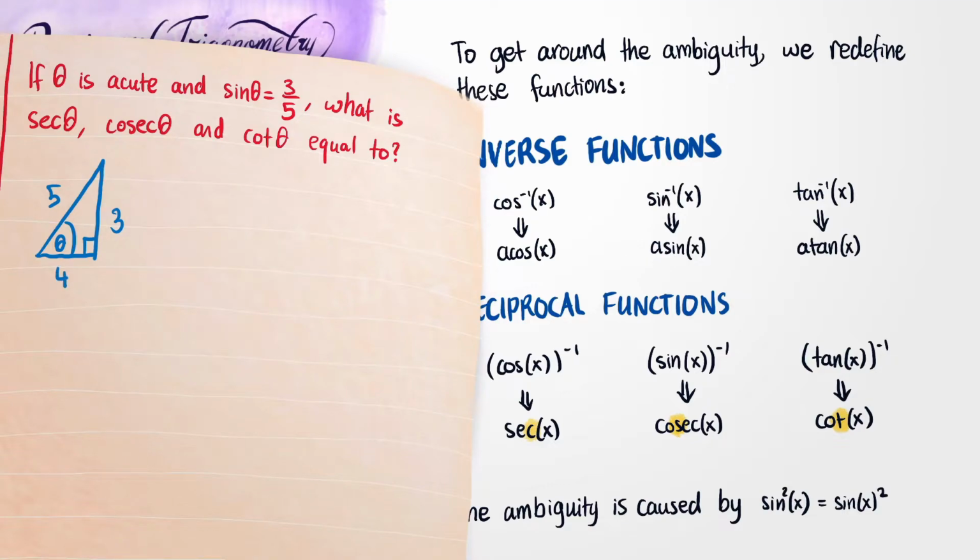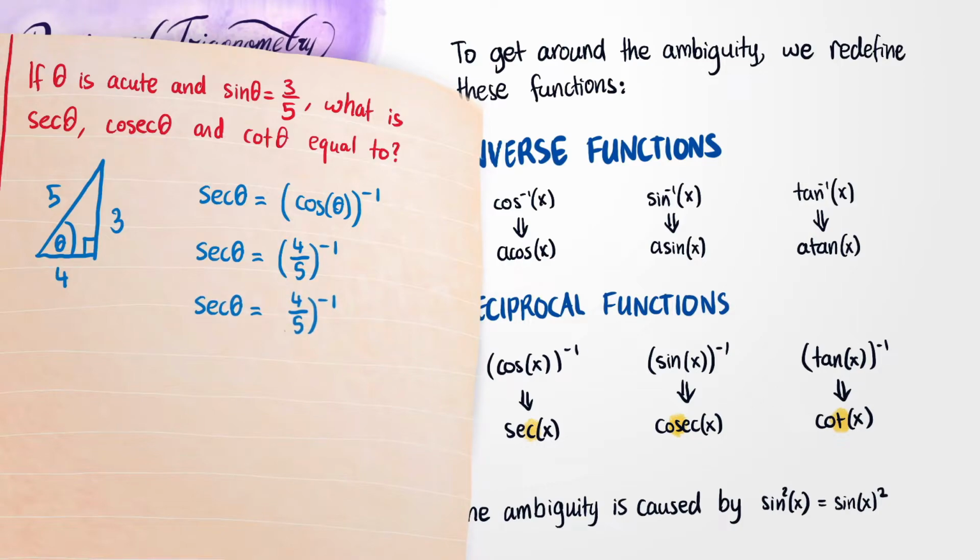Now we know that sec of theta is just the reciprocal of the cosine of theta. By using SOHCAHTOA on this triangle, we can see that the cosine of theta is just 4 on 5. And we know that the reciprocal of 4 on 5 is just 5 on 4. Now, a quicker way you could have got to this answer is just by realizing that since the cosine theta is the adjacent over the hypotenuse, then the sec of theta would just be the hypotenuse divided by the adjacent.